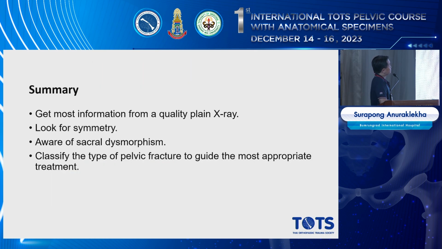In summary, we need to get the most information from the X-ray, not just the bone, not just the osteology, but the soft tissue as well. Look for symmetry and a good quality X-ray. Be aware of the sacral dysmorphism. We will talk about this more in the discussion. Classify the type of pelvic fracture to guide the most appropriate treatment.